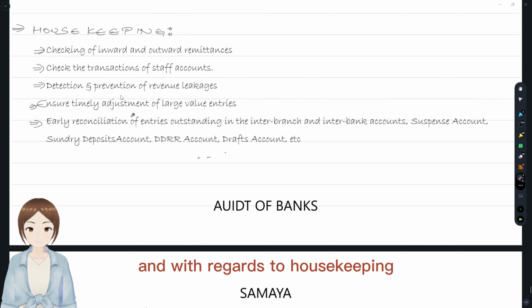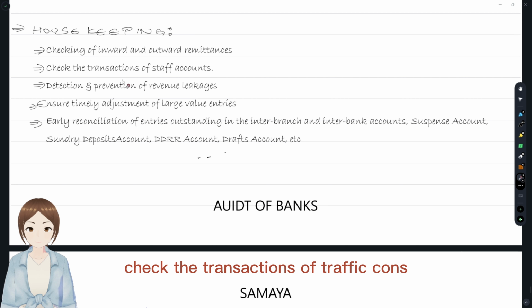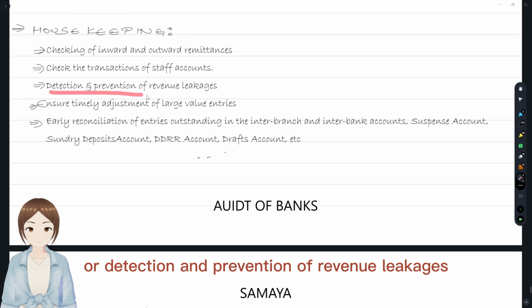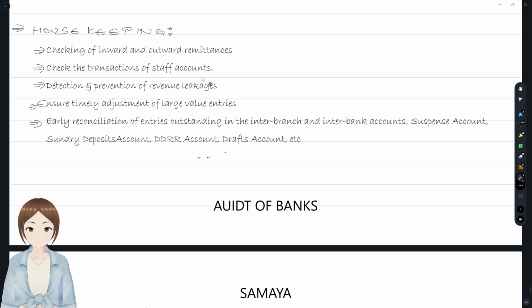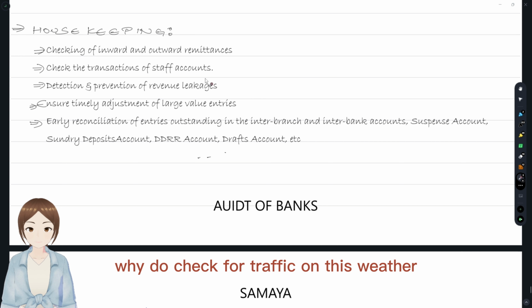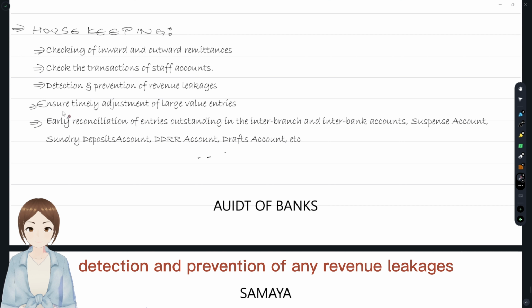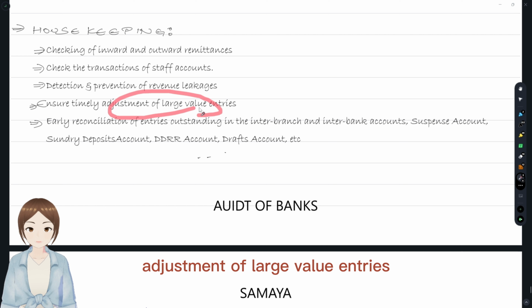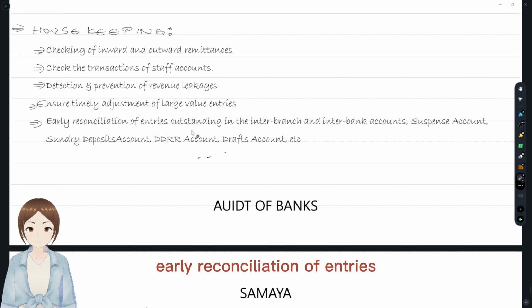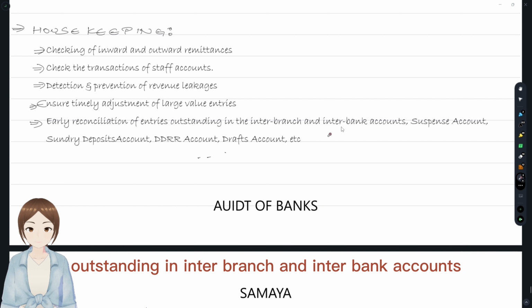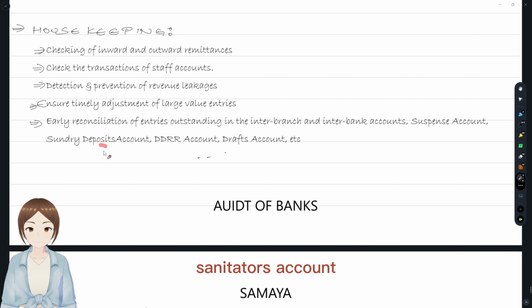And with regards to housekeeping, what does housekeeping do? Checking inward and outward remittances, checking the transactions of staff accounts, detection and prevention of revenue leakages. Why do we check staff accounts? To see whether any kind of fraud could happen. Detection and prevention of any revenue leakages, ensuring timely adjustment of large value entries, early reconciliation of entries outstanding in inter-branch and inter-bank accounts, suspense accounts, sundry debtors accounts, DDRR accounts, draft accounts.